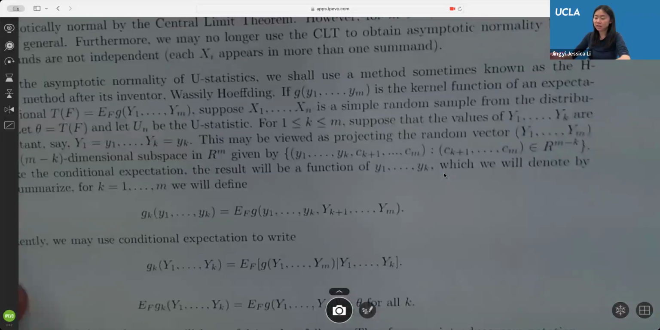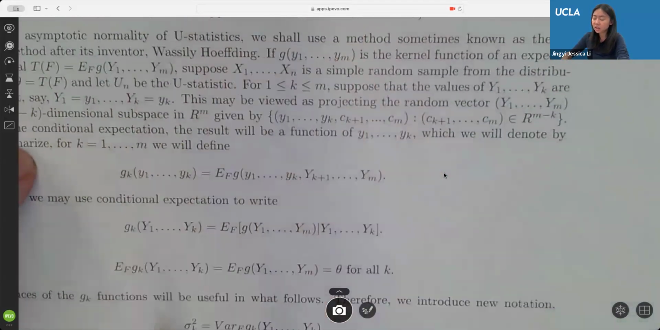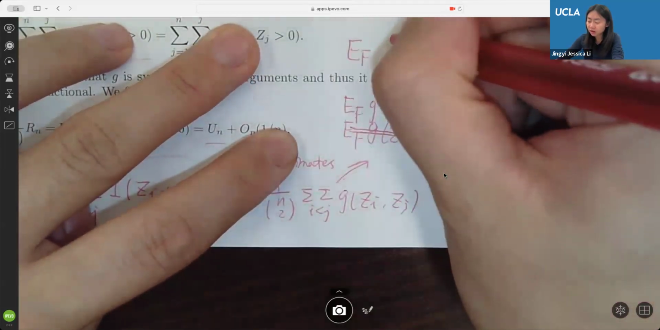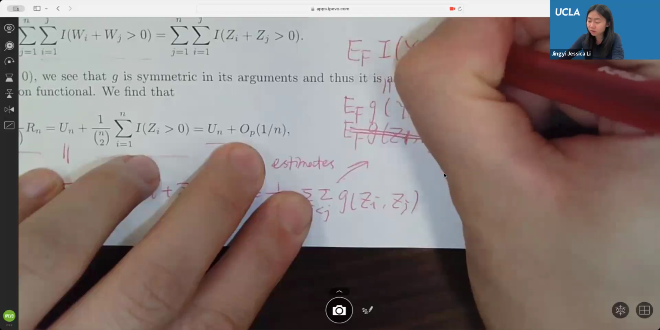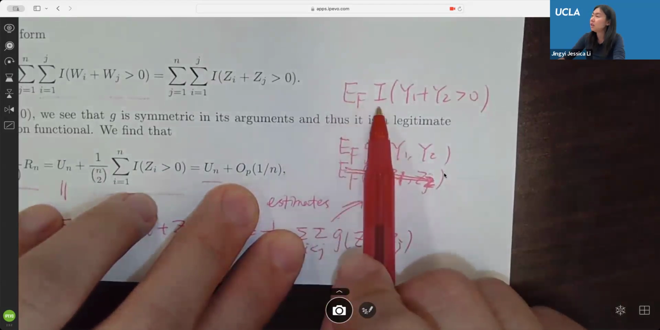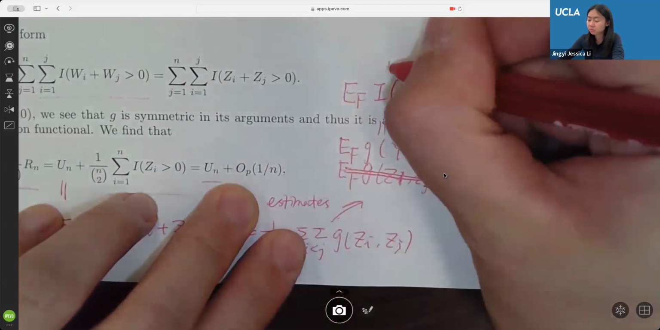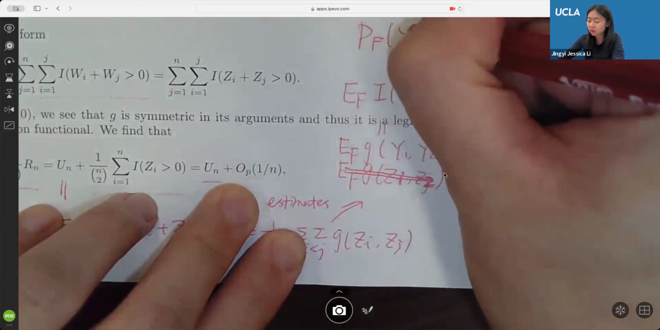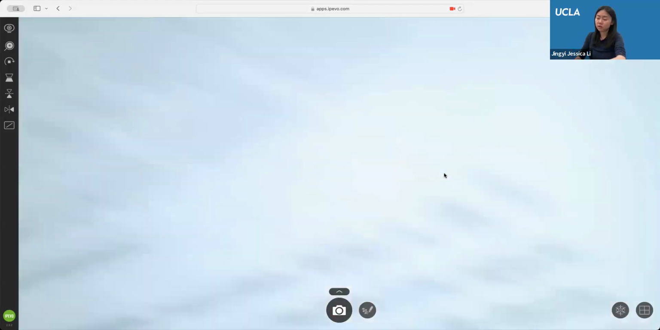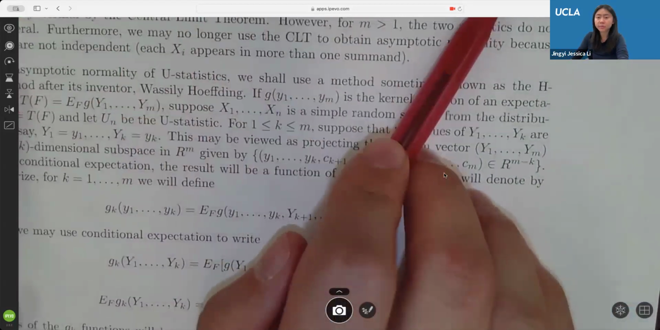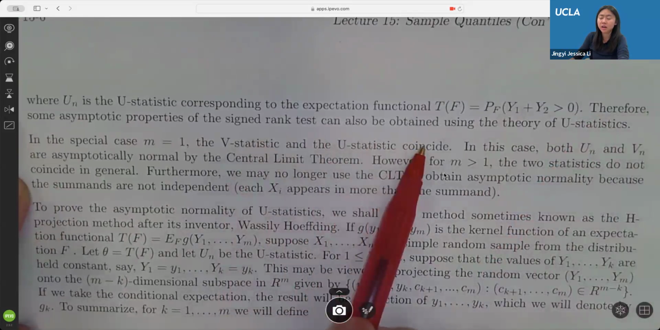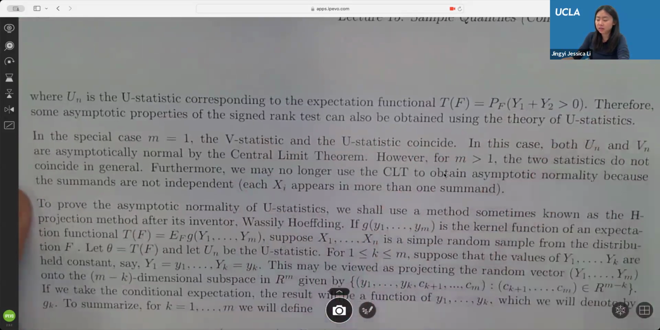Okay, so this is what's here. And G(Y1, Y2), just go one more step, is just the expectation under F of the indicator function Y1 plus Y2 positive. That's the G function. And now you know the expectation of an indicator function is just the probability. So that's why this is the probability under F that Y1 plus Y2 is positive. Therefore, some asymptotic properties of the signed rank test can also be obtained using the theory of U statistics. This is what I said.